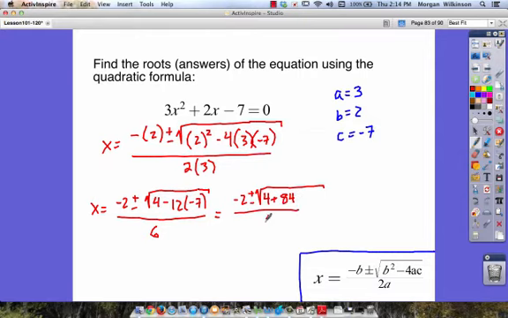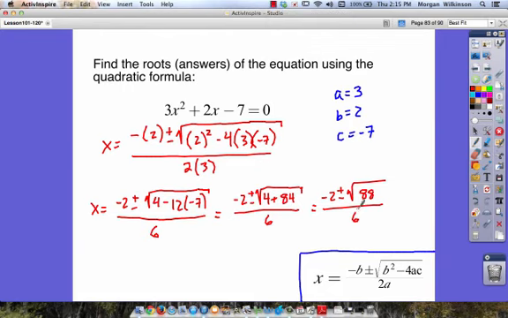all over 6. Let's back this off a little bit so we've got a little more room for our next piece. Then we're going to get negative 2 plus or minus the square root of, well, 4 plus 84, that's going to give us 88, all over 6. Well, the square root of 88, we're going to have to break that down.